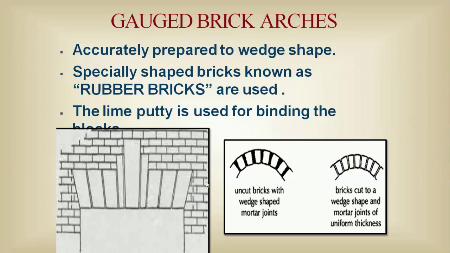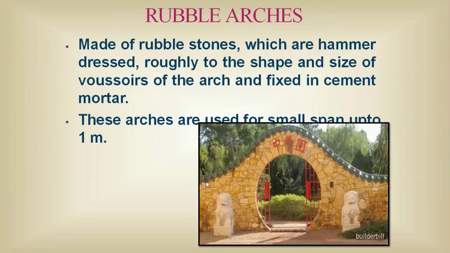So what are the purpose made brick arches? Basically, this type of arch is made with bricks manufactured for the purpose of arches. Lime putty is used for joining the bricks. So next is the stone arches.